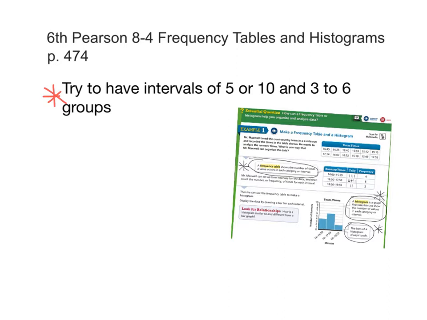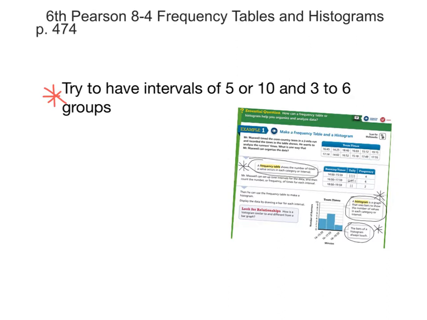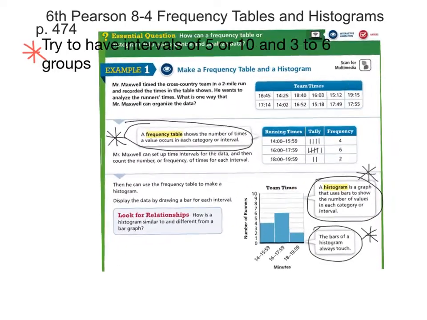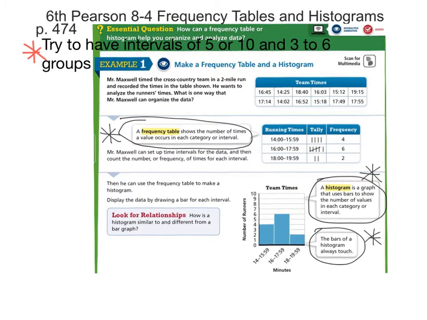If you only have 2 groups, it really doesn't split it up enough to give an idea of where a lot of the numbers are. And if you have more than 6 groups, then it gets to be a lot of work for you to split it up into that many different groups. So that's what we're going to try to do if we can. Again, we won't always be able to do that, but that's going to be a goal anyway.